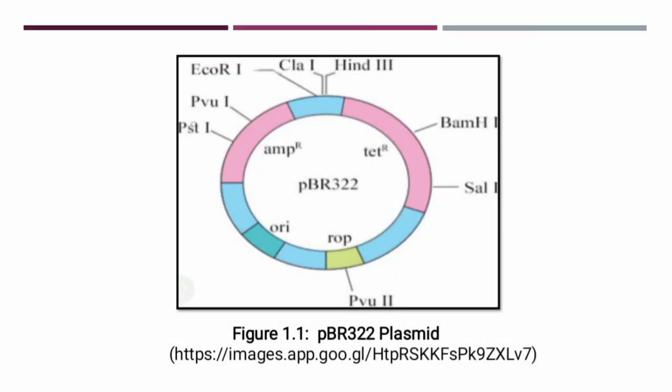We can see in figure 1.1 the pBR322 plasmid elaborated. It contains two major regions, the ampicillin resistance gene and the tetracycline resistance gene, and one is the ROP region, the Rop protein region, which contains PvuII and ORI. This site is the ori site, which is the origin of replication. Through this segment, the plasmid can replicate itself. The tetracycline resistance gene contains BamHI and SalI sites, and the ampicillin resistance gene contains PstI and PvuI sites, and there is also the EcoRI region, which contains ClaI and HindIII sites.